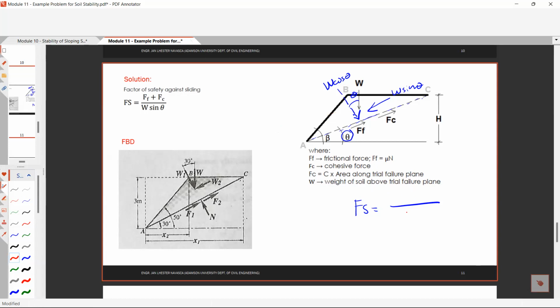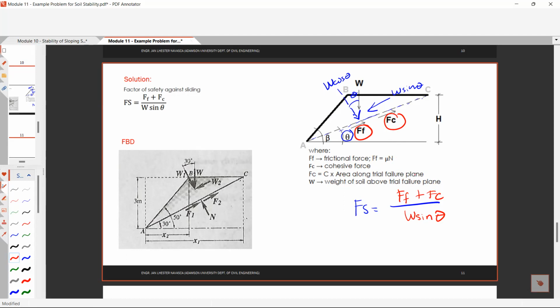So therefore, this is your demand load. And ano yung kukontra sa W sine theta? Ang kukontra sa W sine theta is this FF and this FC. The frictional force and this cohesion force. Okay, so FF is frictional force, that is mu times N. And your FC is equals to C times the area along the trial failure plane.